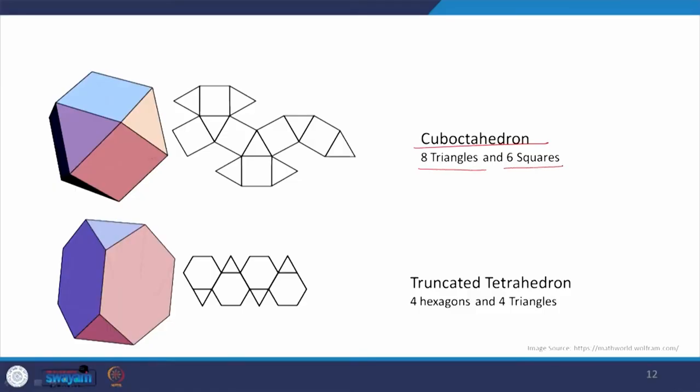So we have the cuboctahedron, which is made of 8 triangles and 6 squares. At each point we have 4 surfaces meeting, and out of these four surfaces we have 2 squares and 2 equilateral triangles. When all of these come together, what we get is a cuboctahedron. So overall we have 14 surfaces here.